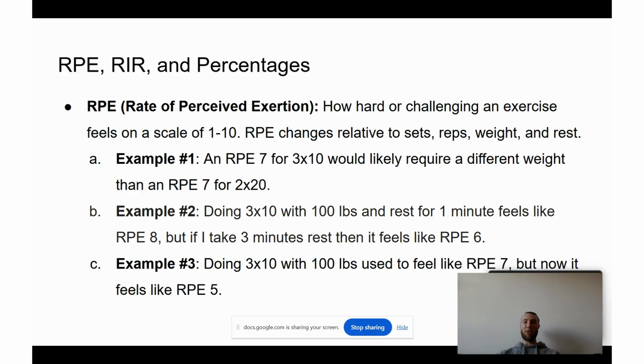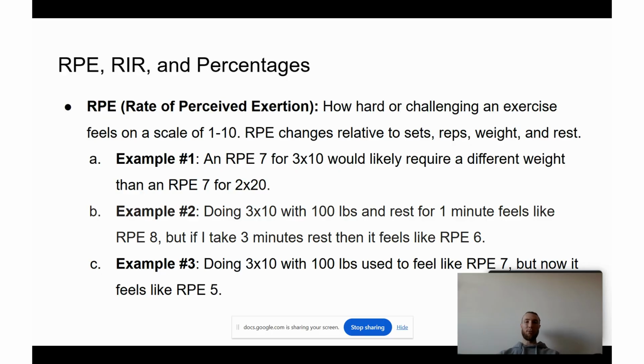So, example number one, let's say you were doing three sets of 10 reps using RPE 7. That would probably require a different weight than if you were doing two sets of 20. Because you're doing less reps per set, it inherently means you're going to be doing heavier weight for it to be more challenging than if you did 20 reps for an RPE 7. That means you have to use something lighter in order to use that 20. So the RPE is going to determine what weight you end up using on that.